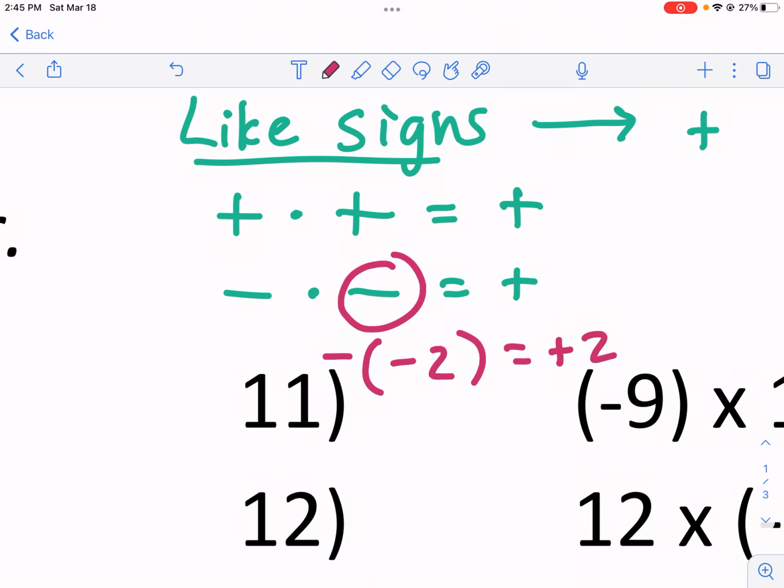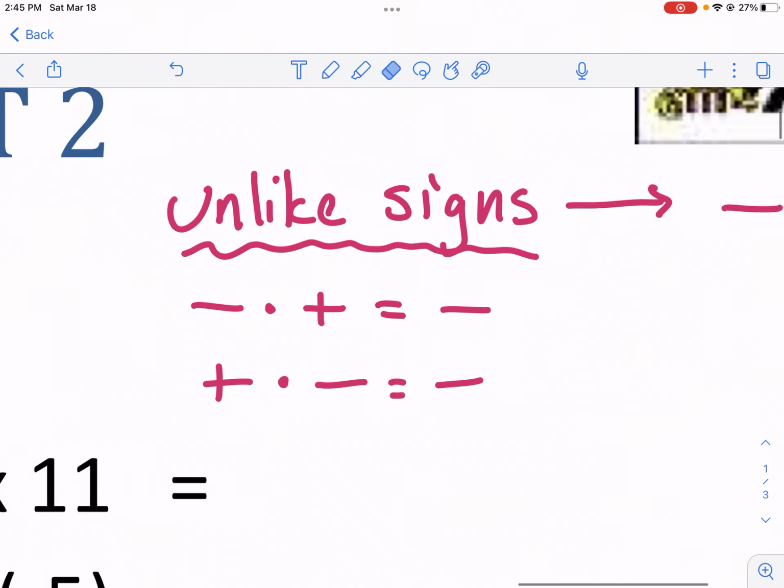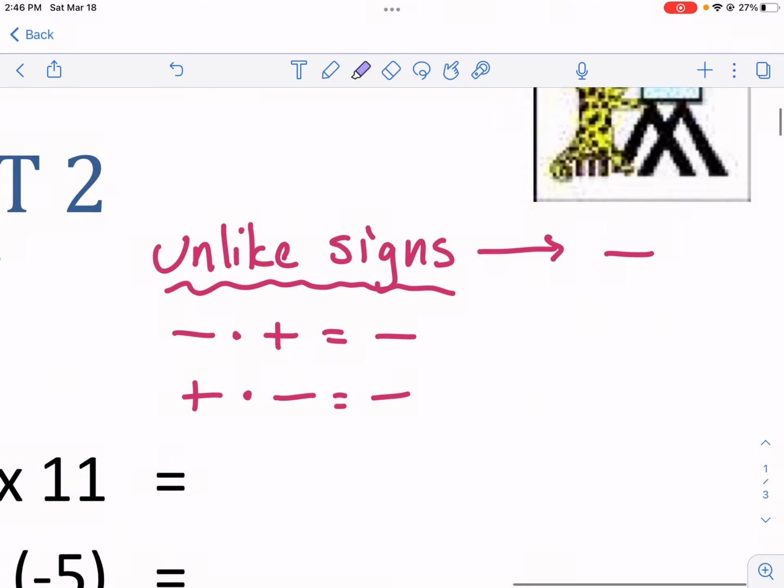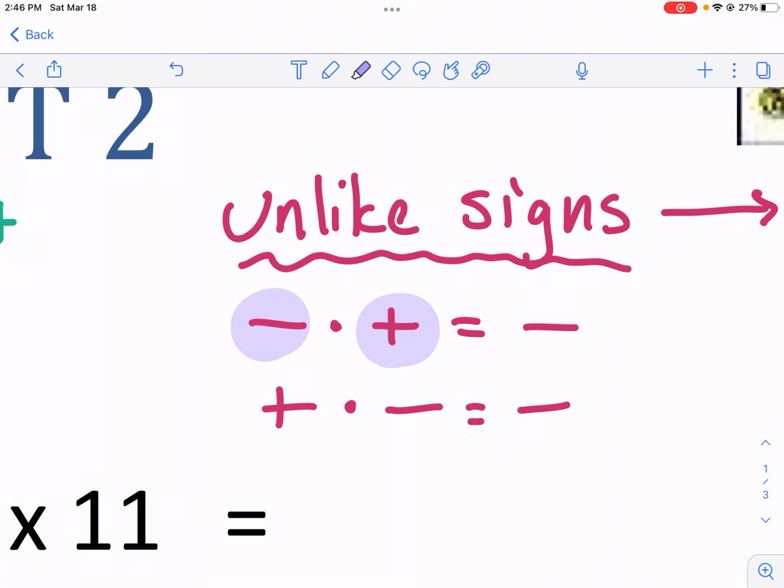Okay, so let's go over to the unlike signs. Unlike signs are different. So we have a positive and a negative: negative times a positive and positive times a negative. Either scenario, you're going to get a negative. Now why is that? I like this first scenario. If you have a positive number, multiplying by a negative is essentially like saying, what is the opposite of a positive? Well, the opposite of a positive is a negative.